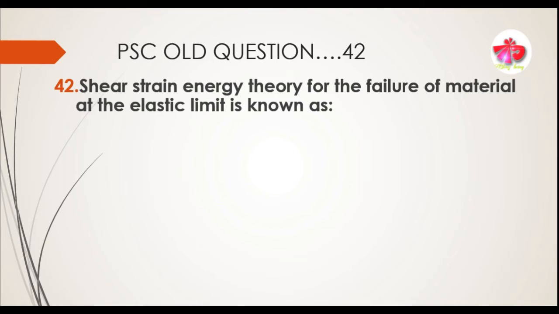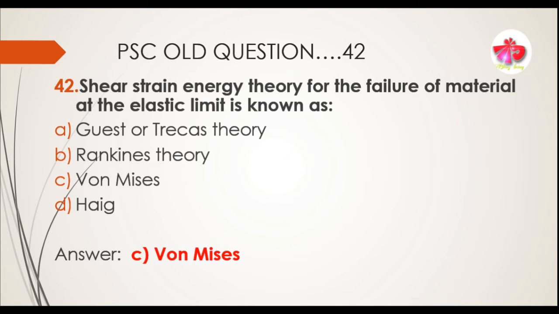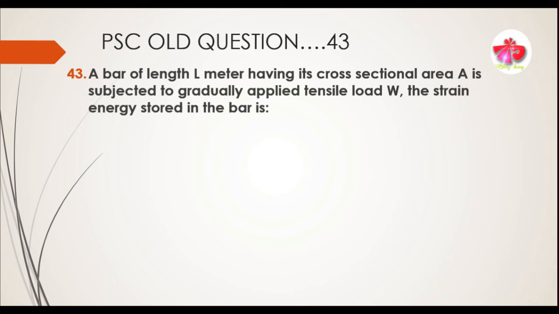Question number 42. Shear strain energy theory for the failure of material at the elastic limit is known as option A, Guest-Tresca theory, option B, Rankine's theory, option C, von Mises theory, and option D, Haigh theory. So friends, shear strain energy theory for the failure of material at the elastic limit is known as von Mises theory. Option C. Question number 43. A bar of length L meters having its cross-sectional area A is subjected to gradually applied tensile load W. The strain energy stored in the bar is what?